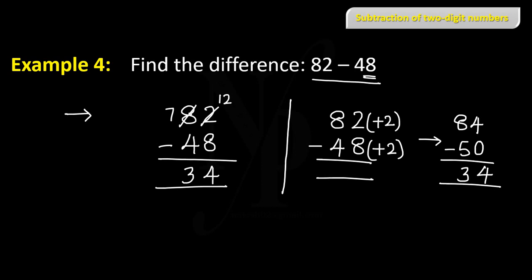As shown here, 48 plus 2 becomes 50 and 82 plus 2 becomes 84. Subtracting 50 from 84 gives us 34. So here without taking any borrow we can subtract easily. You can follow this shortcut method while subtracting, but you should be very careful. If you are adding 2 to the second number, the same number should be added to the first number also. You should not add different numbers.